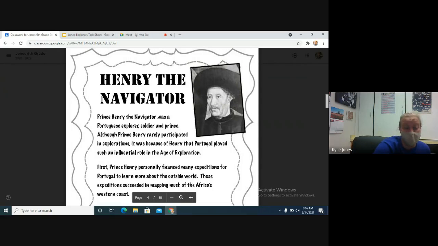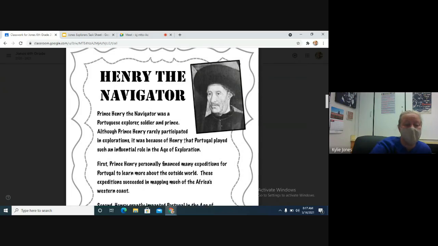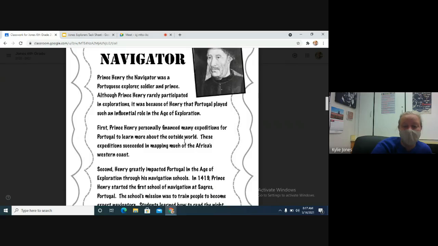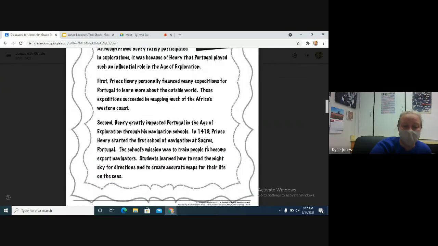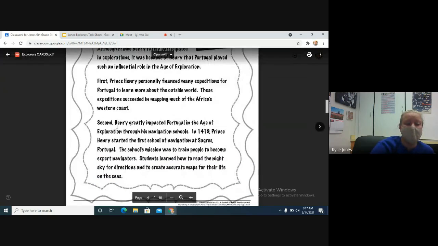Prince Henry the Navigator was a Portuguese explorer, soldier, and prince. Although Prince Henry rarely participated in explorations, it was because of Henry that Portugal played such an influential role in the age of exploration. First, Prince Henry personally financed many expeditions for Portugal to learn more about the outside world. These expeditions succeeded in mapping much of Africa's western coast. Second, Henry greatly impacted Portugal in the age of exploration through his navigation schools.